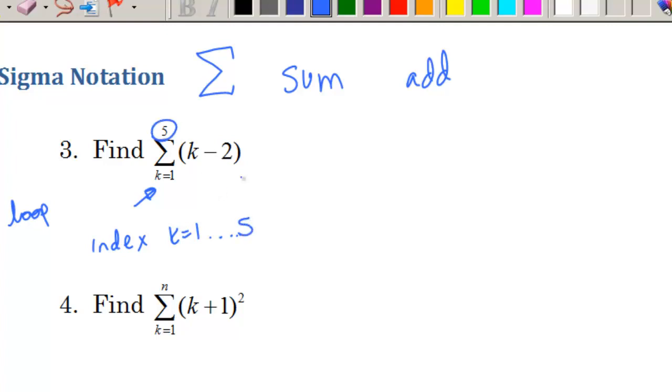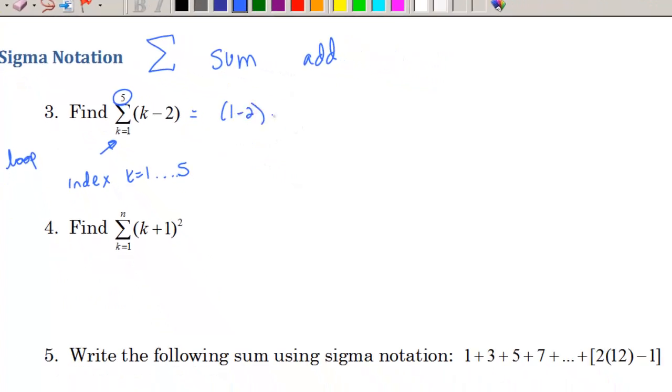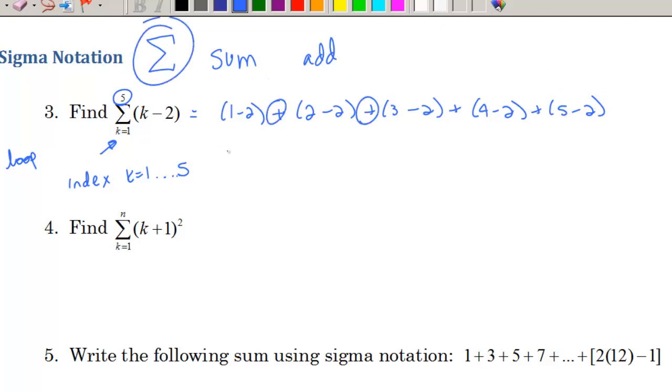And remember, they're just whole numbers. So this is going to be when k is 1, when k is 2, 3, 4, and 5. Where did those plus signs come from? That sigma says to add them up. So let's do that. So I have negative 1 plus 0, plus 1, plus 2, plus 3, which is 5. Pretty easy.